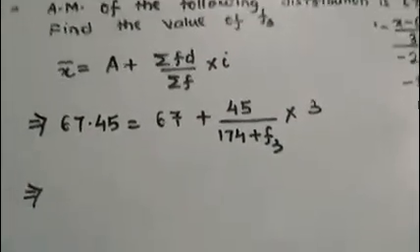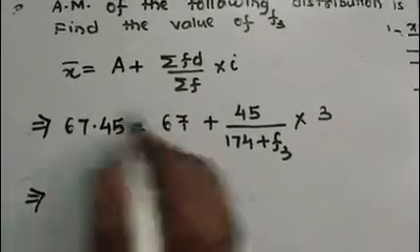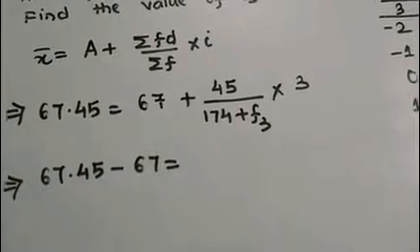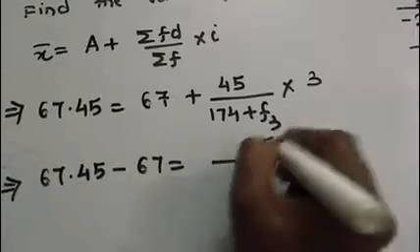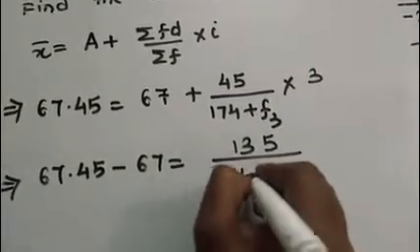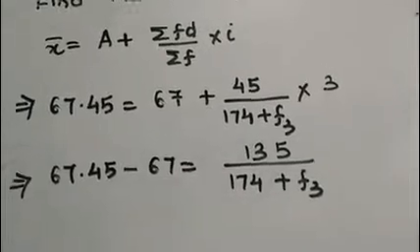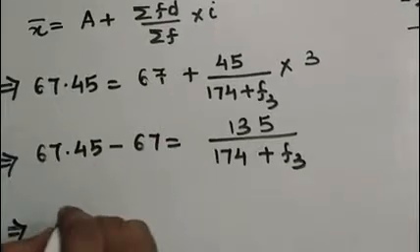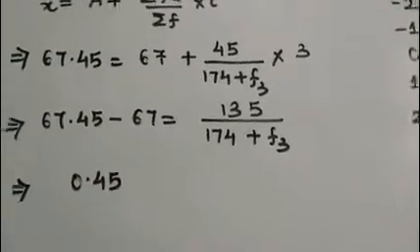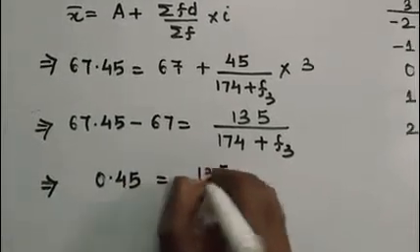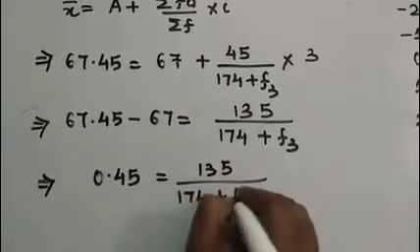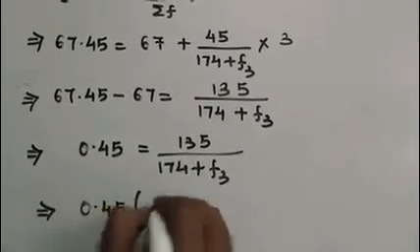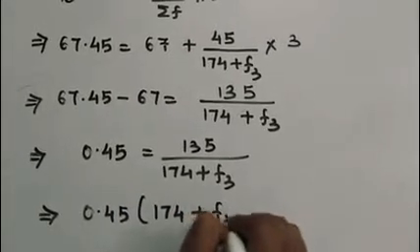Now we have to simplify this and find the value of f3. So first of all, let us take 67 to this side. 67.45 minus 67. 3 into 45, that is 135, over 174 plus f3. After that we will get 0.45 here. Now just doing the cross multiplication, that is 0.45 into 174 plus f3 equals 135.